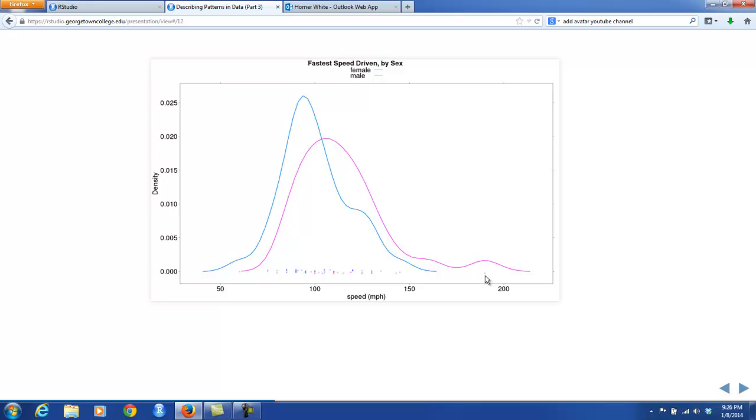Notice that the 190 apparently went along with a male speed, and that's producing the bump that we see here, and that's a good bit of the tail. So I'm not so much sure that there's a great deal of difference in the skewness, but I definitely see the difference in the centers graphically through these grouped density plots. That's a nice tool to use.